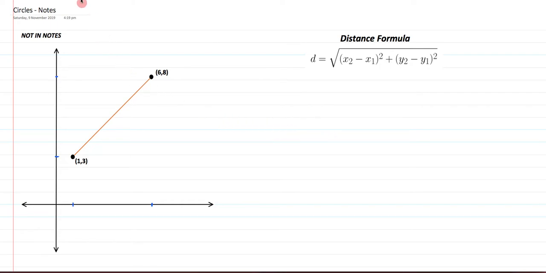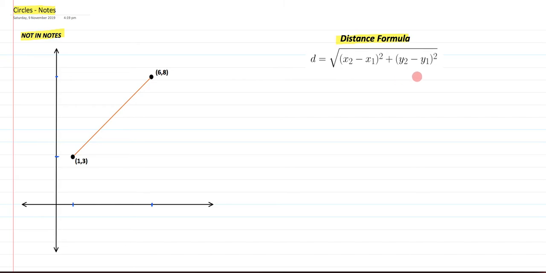Hello, so in this video we're going to be talking about circles, and we're specifically going to begin by talking about the distance formula and seeing how this is actually intimately related to circles. And just so you know, this is not in your notes. This is simply background information that's going to be useful for you to know. So just sit back, relax, and enjoy this first little bit before we dive into the notes.